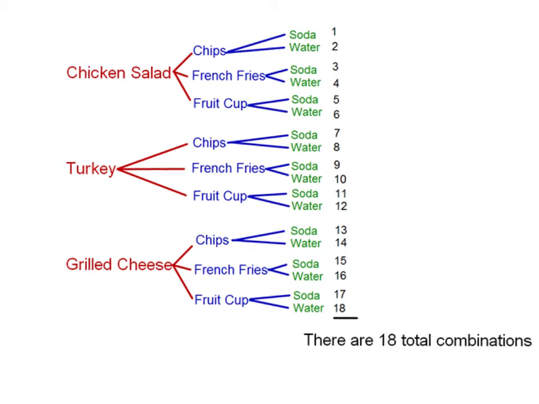Here's another example. If you go to a restaurant and you have some choices, you can figure out the total number of combinations or the outcomes. So if we had 3 options for a sandwich, so chicken salad, turkey, or grilled cheese, we have 3. And then we have 3 options for a side, chips, french fries, or a fruit cup. So we multiply by 3 for that. And then 2 options for a drink. We multiply by 2. And so we could list out our tree diagram as you see to find the total number of combinations, or we can use the fundamental counting principle as a shortcut. And we would do 3 times 3 is 9, 9 times 2 is 18.